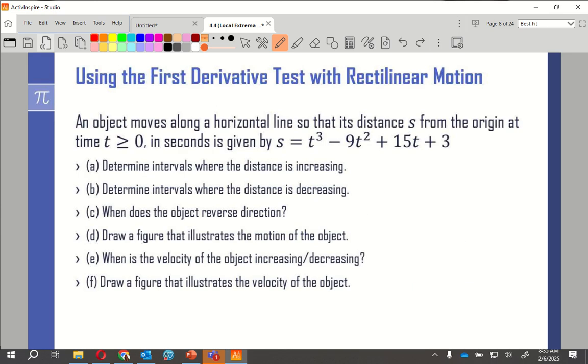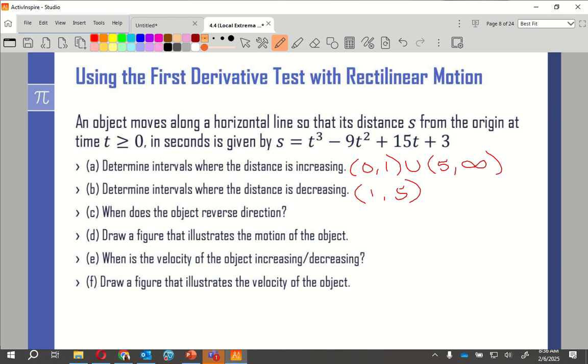Intervals where distance is increasing. Where is distance increasing? From 0 to 1, right? And from 5 to infinity. I used 6 because that was just the next number. Intervals where distance is decreasing, that means where he's coming back this way, so that was from 1 to 5.